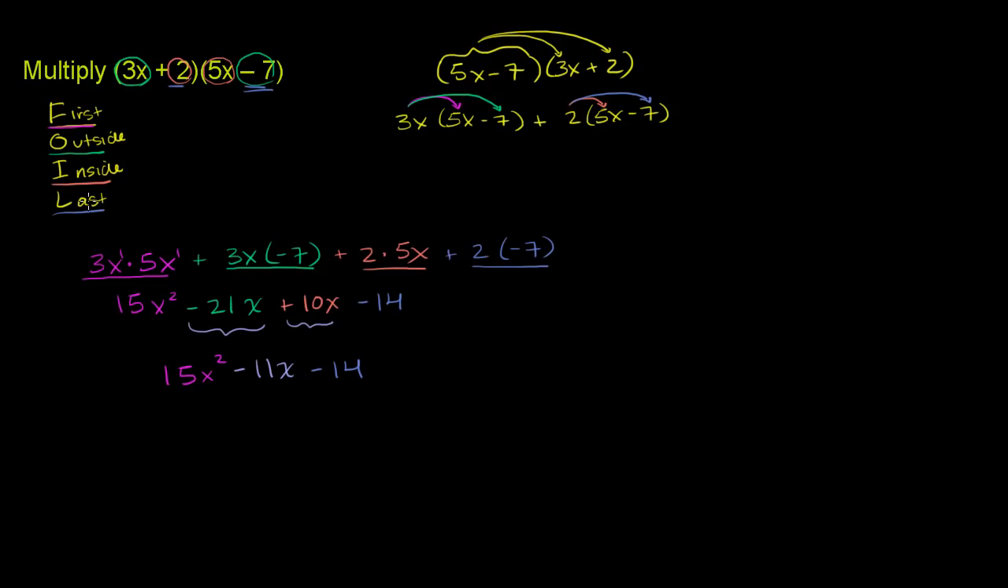Now, FOIL can be faster. If you just want to do it, you can skip to this step. I think it's important that you know that this is how it actually works, just in case you forget this when you're 35 or 45 years old and you're faced with multiplying binomials. You just have to remember the distributive property.